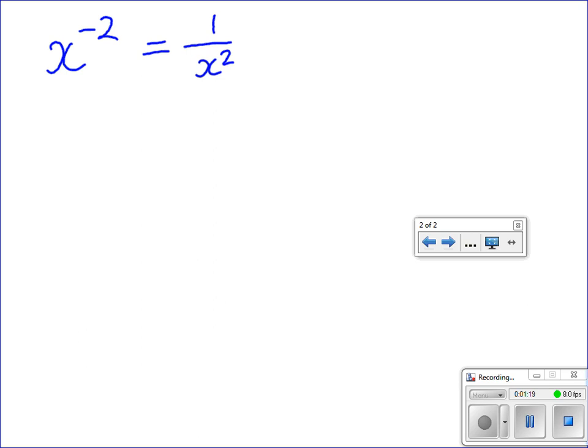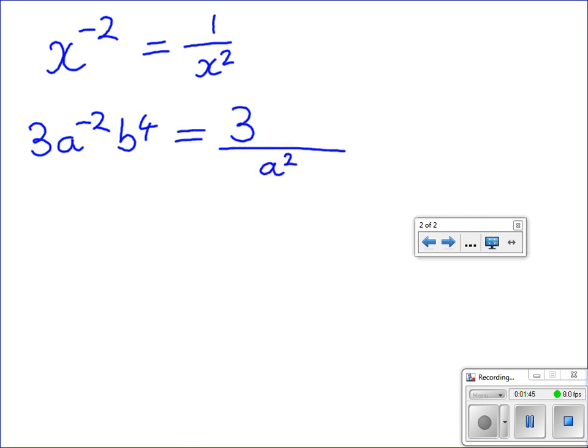So that's the key take-home message from this one. And let's have a look at a slightly more difficult example. You might ask, well, what am I going to do here? Well, the 3 is just a 3. A to the power of negative 2 means we put the a on the bottom of the brackets. And the b to the power of 4 stays up the top. So all we're doing is rewriting just that section. We've got the a to the minus 2, and that's the bit that's going to go on the bottom.